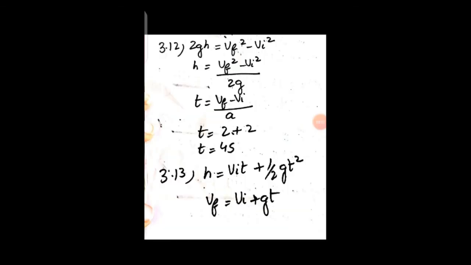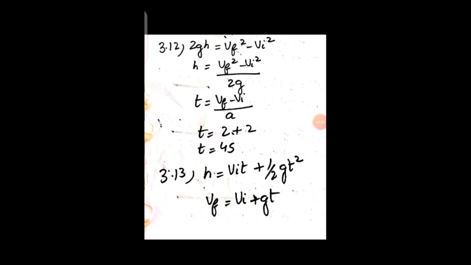Numerical number 3.13. The stone is dropped from a height of 40 meters. How much time will it take to reach the ground? अगर वो ground तक आ रहा है तो कितना time लेगा? So you have to find out the time. How do you find the time? By this formula, h is equal to v_i t plus half g t square. In g you will put 9.8 or 10. Both are correct. So you will find the answer of this.